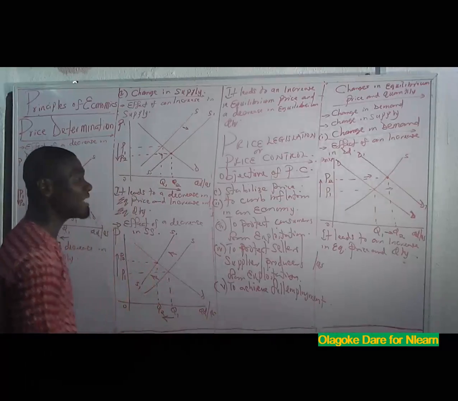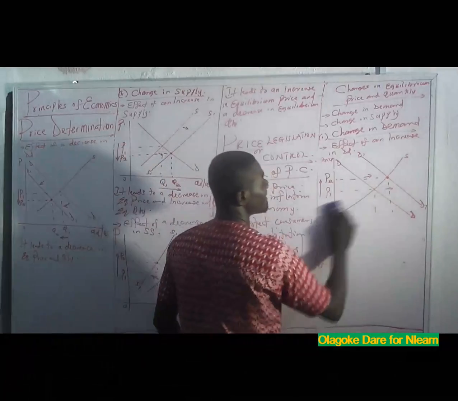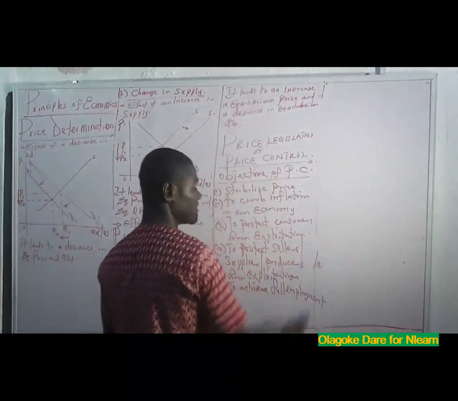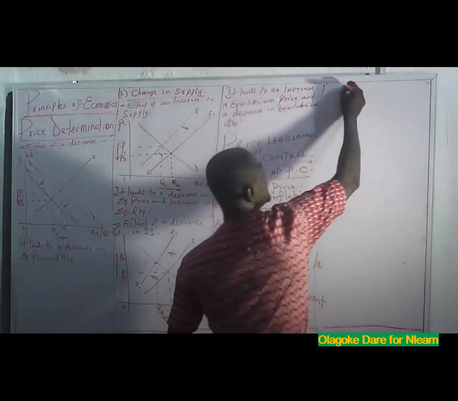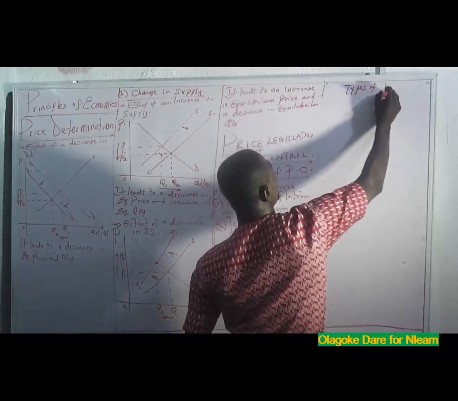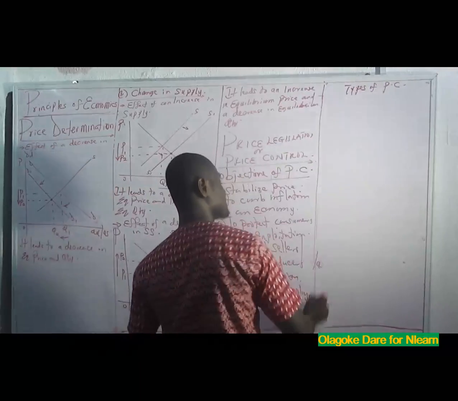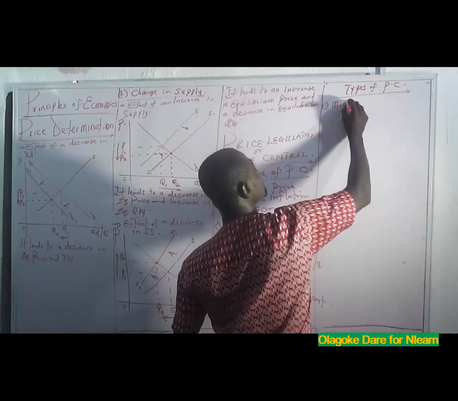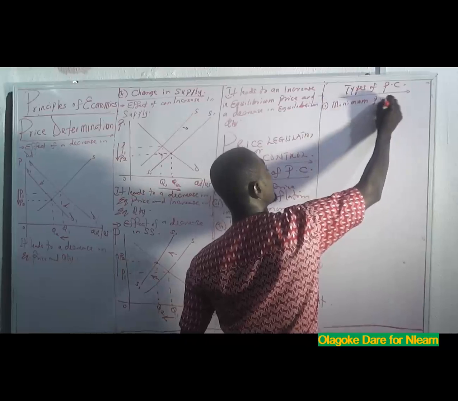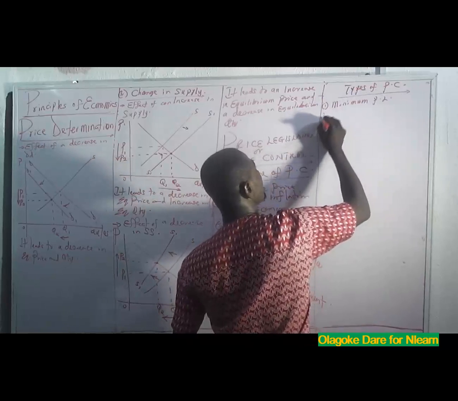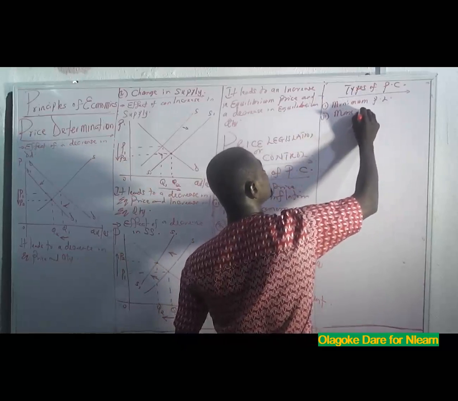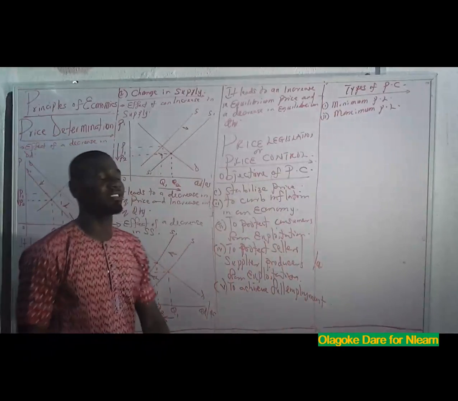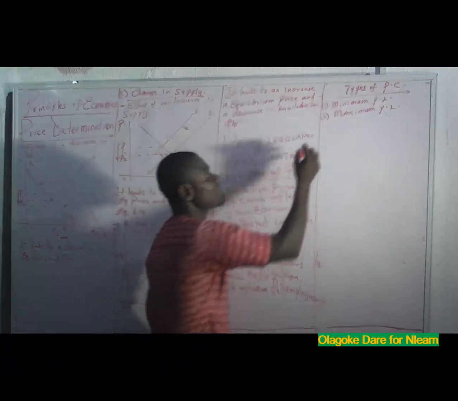Okay, so we have types of price legislation, types of price control. Number one, we have minimum price legislation, and we have maximum price legislation. So we have minimum price legislation and we have maximum price legislation. These are the two types. Let's look at number one.